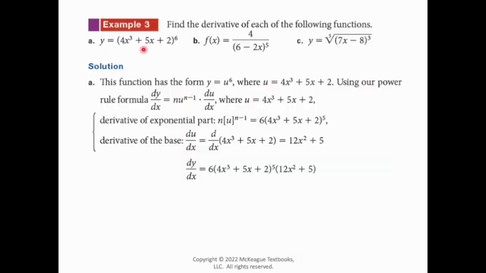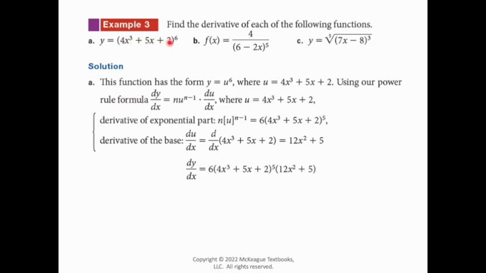So looking at example 3, we're going to really start to get an idea of what we're doing here with the inner functions. So for example A, we notice that we have some function raised to the 6th power. Inside here is a whole other function. This is u of x inside here. And u is being raised to the 6th power.